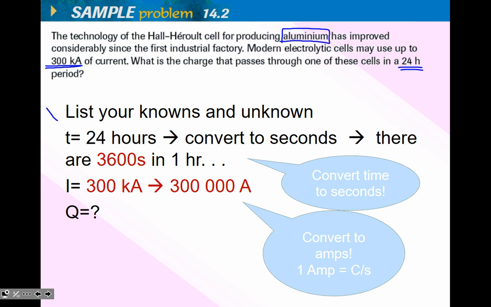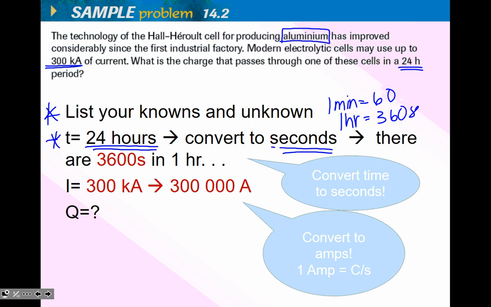So it's really important that you list what you know and what the heck is going on. We're given time in 24 hours. That is not useful to us, kiddos. We need to convert to seconds. And we know that 1 minute is equal to 60 seconds, right? And 1 hour is equal to 3,600 seconds, and we need to convert 24 hours. So you know what to do with that. 300 kiloamps has to be converted to amps, so we multiply by 1,000 to get 300,000 amps. And we're looking for a Q.